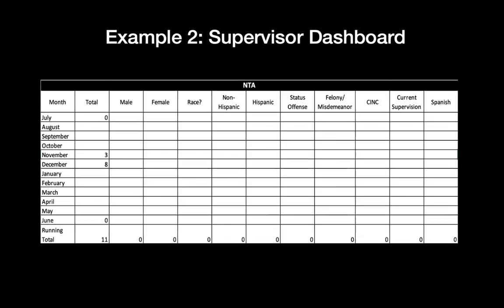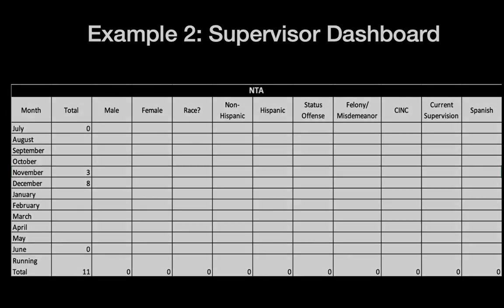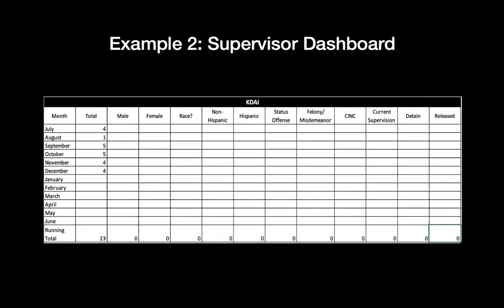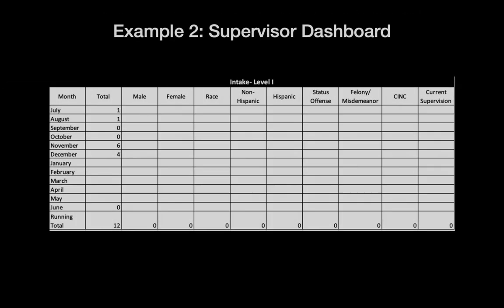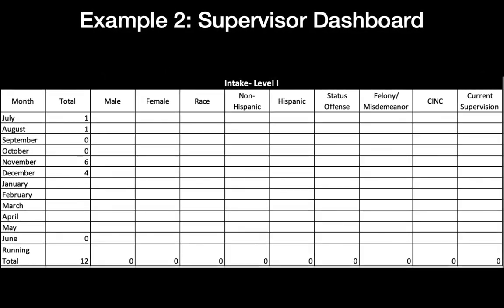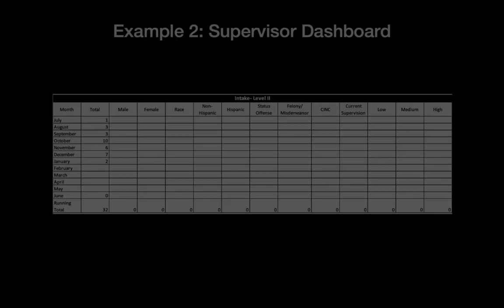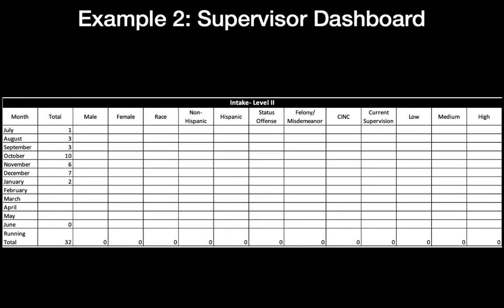The second example is what I call the Supervisor Dashboard. This is a spreadsheet that provides a snapshot of monthly summary information that can be used for monthly, quarterly, yearly audit of operations. This Supervisor Dashboard in particular would be used for intake staff as it captures NTAs, KDAIs, Level 1 and Level 2 assessments with demographic and summary information that can be used to describe the youth population whom receive the services or refer to juvenile services.